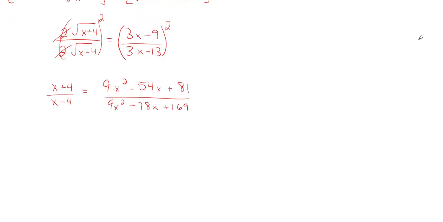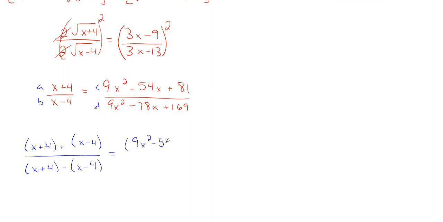All right. So we're going to have to apply that theorem once more. So we would have A here, B here, C here, and D here. So applying once more, we would have A plus B, which would just be x plus 4 plus x minus 4, divided by A minus B, which is x plus 4 minus x minus 4, is equal to C plus D. And now the right side is the longer one, where we have 9x squared minus 54x plus 81 plus the bottom portion there of D, which is 9x squared minus 78x plus 169.